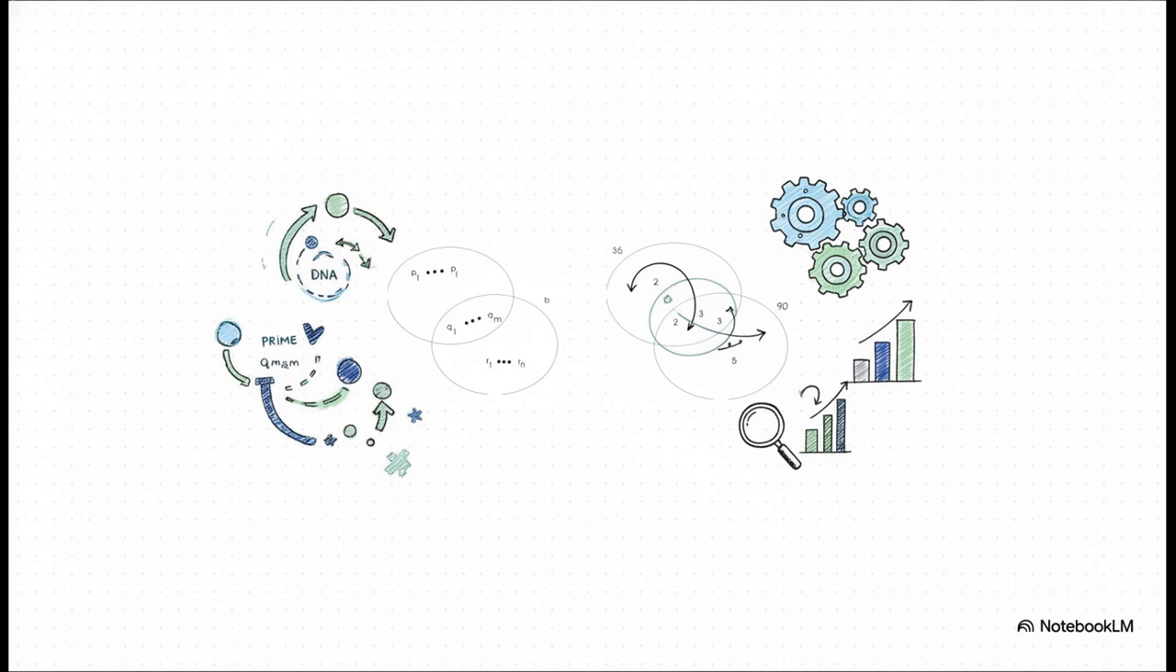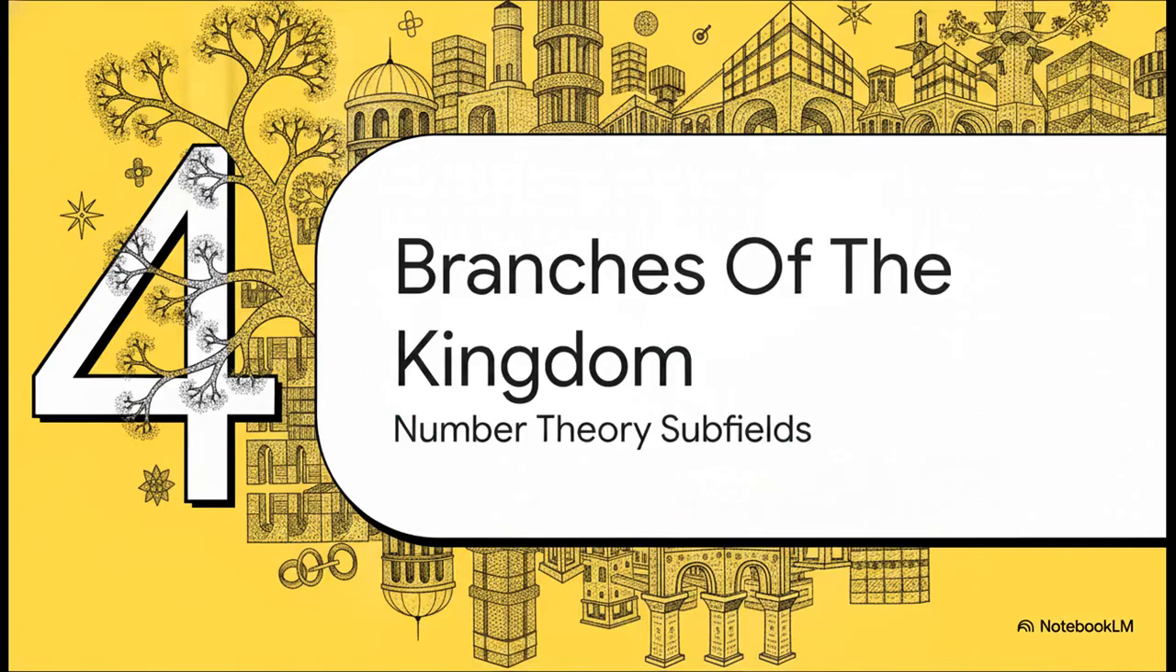This overlapping DNA is essentially a sneak peek into our upcoming modules where we'll explore the greatest common divisor and the least common multiple. Finding exactly how the prime factors of two different integers interact is a foundational puzzle in number theory. Section 4. Branches of the Kingdom.